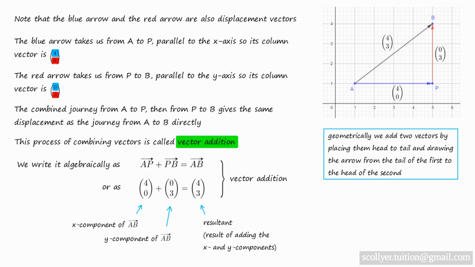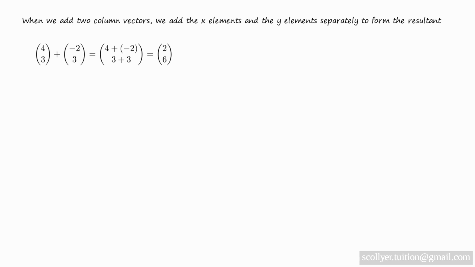From a geometrical point of view, when we add 2 vectors, we place them head to tail, and we draw an arrow from the tail of the first to the head of the second. To add 2 column vectors, we add the x elements and the y elements separately. So 4 plus -2 is 2, 3 plus 3 is 6. And we could represent this geometrically as follows.